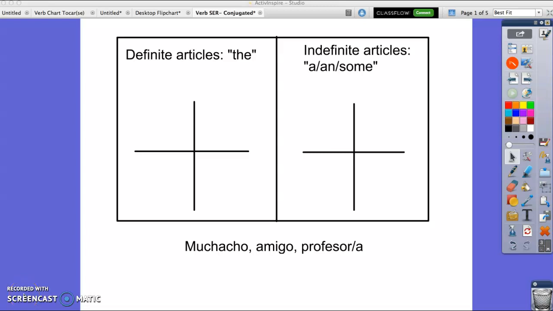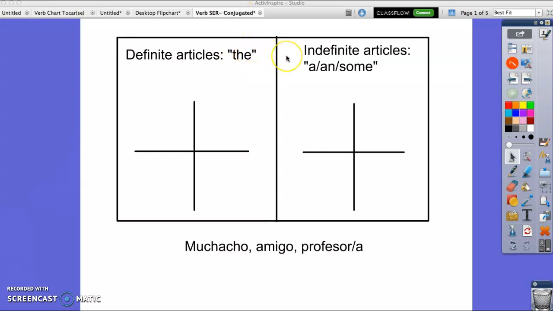Hola clase. Okay, today we are going to talk about articles. So in English, articles are words like the and an. And so I'm going to teach you guys how to use these in Spanish so that you can start writing some sentences about yourself and your family and stuff like that. So we're going to start with the word the.